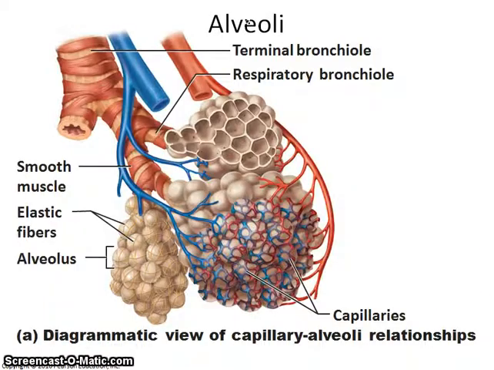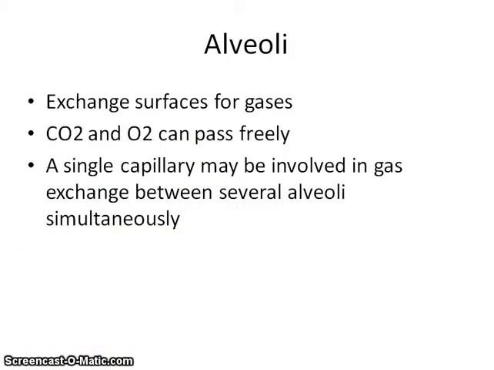Here's another even closer picture. You can see how the blood vessels and those tiny little capillaries are wrapping around the alveoli to take the oxygen out and to place the carbon dioxide back in from the used tissues. So just to reiterate, the alveoli are where the gases are exchanged through those surfaces. Carbon dioxide and oxygen pass freely, and one single capillary can be involved in gas exchange between several alveoli at the same time. So it's really just a big mixed up web so that you can get the most function out of those structures.